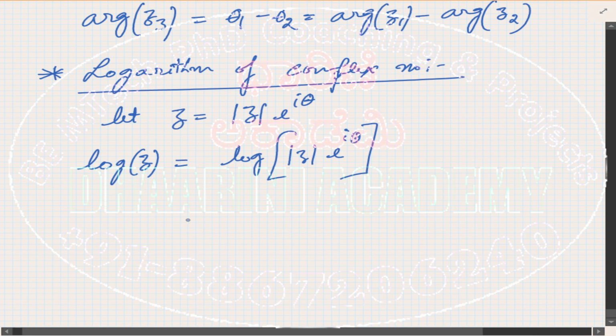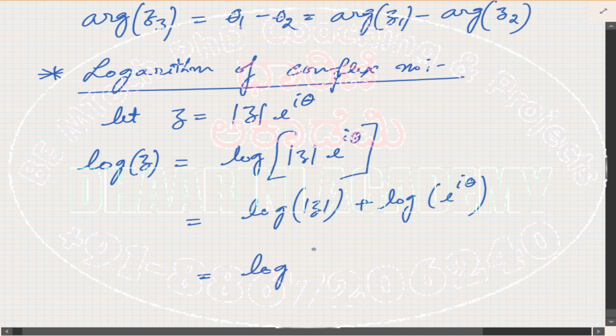It's a product. There is a rule which is log of a product is the sum of logs. So this is log of magnitude z, the first term, plus log of e to the I theta. Alright, so log of magnitude z remains as it is. We do not change this.